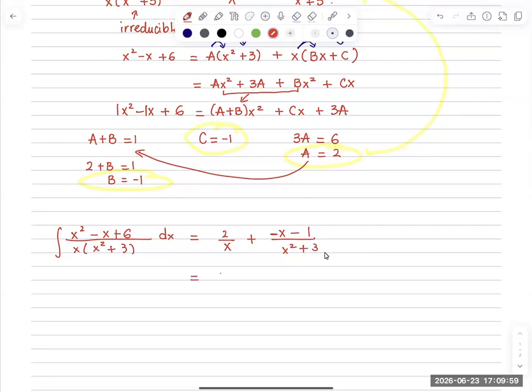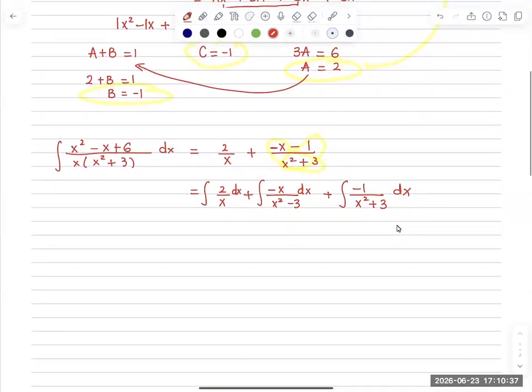We will have 2 over x plus negative x over x squared plus 3, plus negative 1 over x squared plus 3. I'm going to separate it this way. And we need to integrate all of that individually. So we have three integrals to integrate. The first one directly uses ln, the last one we can use the table, and the one in the middle we have to use u-substitution.